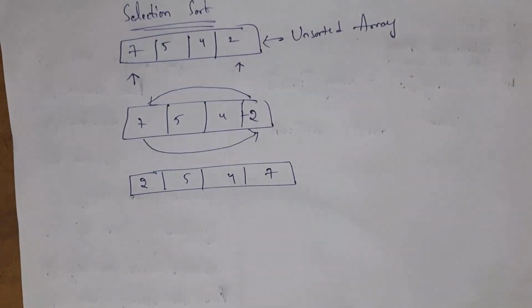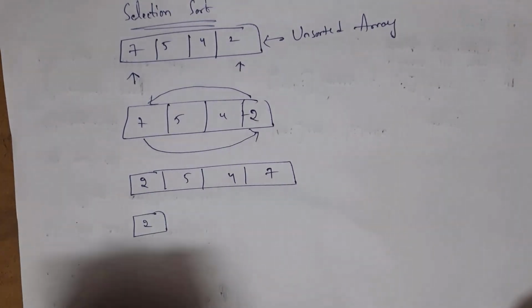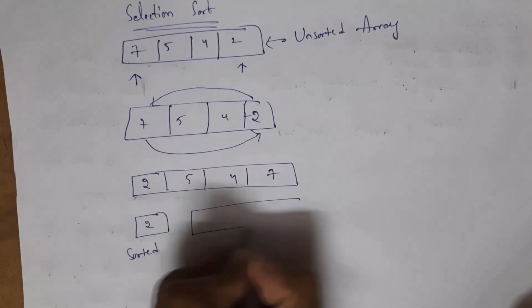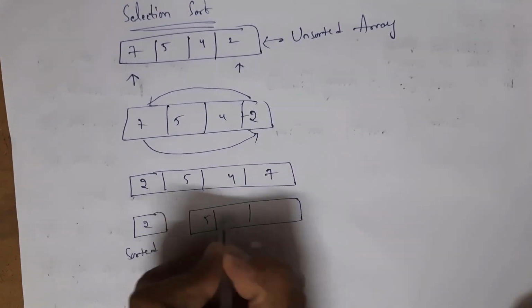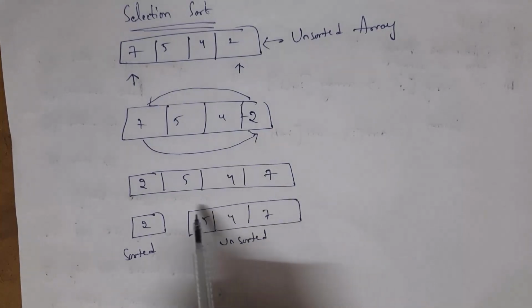Selection sort will find the minimum element in an array and place it at the beginning. After placing the minimum element at the beginning, it will consider it as a sorted array. So consider this 2 as the sorted array, and consider the remaining 3 elements, 5, 4, 7, as the unsorted array. Now again we need to find the minimum element from this unsorted array. The minimum element is 4.